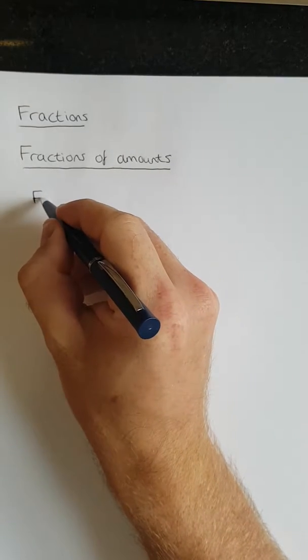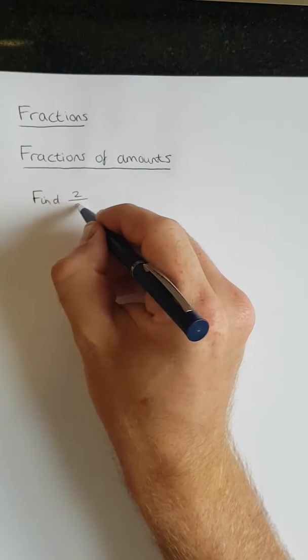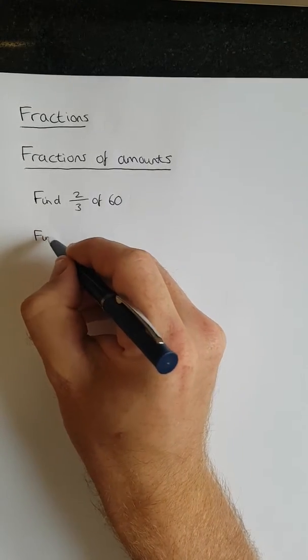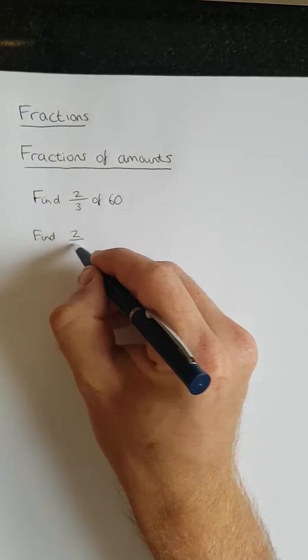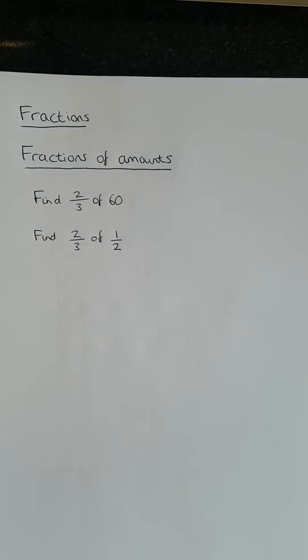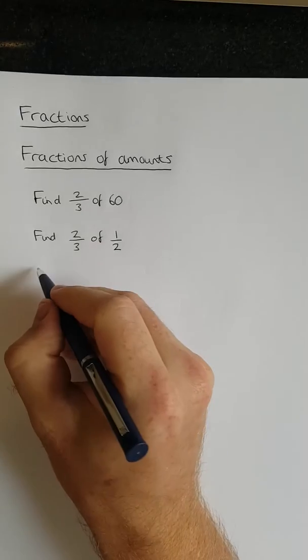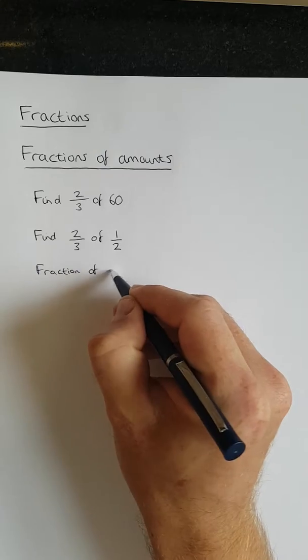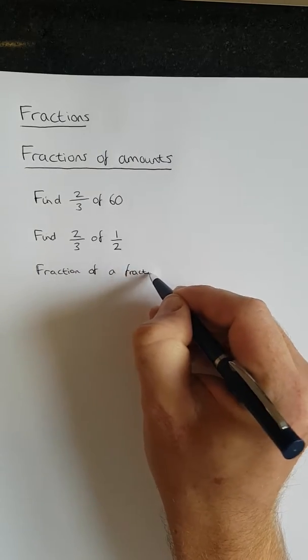Part 2 of fractions of amounts is going to get a little bit more tricky. So far, we've dealt with things like find 2/3 of 60. But now I'm going to ask you, can we find 2/3 of a half? So I want to know how to find a fraction of a fraction.